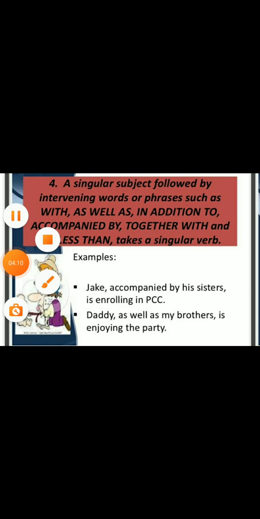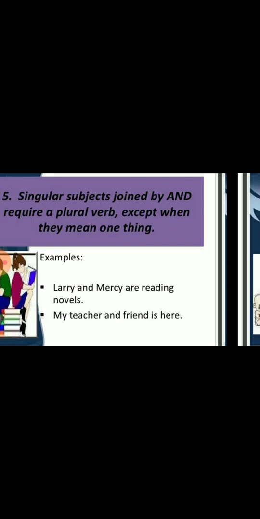Rule number 4. A singular subject followed by intervening words or phrases such as "with", "as well as", "in addition to", "accompanied by", "together with", and "no less than" takes a singular verb. See the examples. Jack, accompanied by his sisters, is enrolling in PCC. Daddy, as well as my brothers, is enjoying the party. So these are the examples of the given rule.